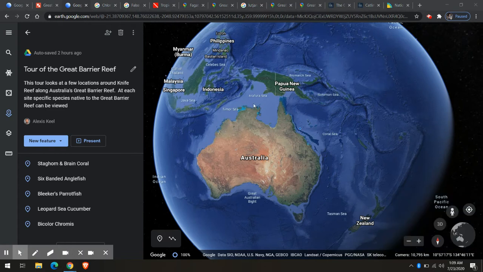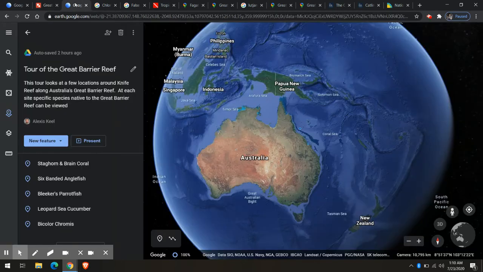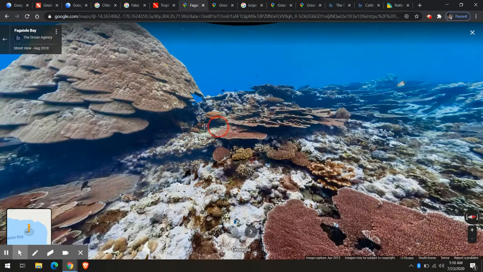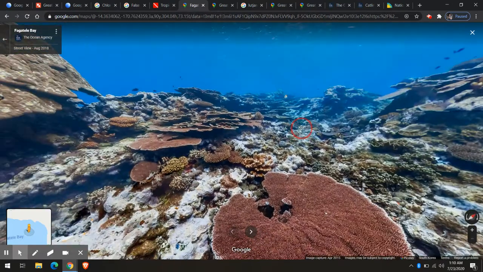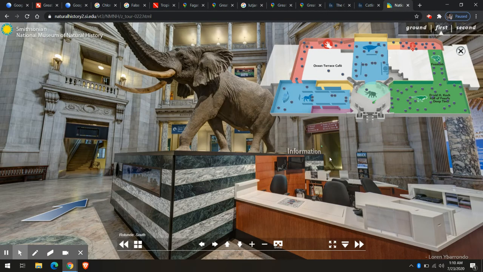Now this tour is going to have a couple different components today. I'm going to start by showing you a food web of the Great Barrier Reef. I'll come back and explain this first. Then we're going to zoom in and go underwater and do a little walkthrough of the reef. Then I'm going to take you to see some 360 degree images that'll be a lot like what we see when we're underwater, but they're a little bit higher resolution, a little bit sharper. We're going to visit a website for an organization that supports the coral reefs, and we're going to go to the Smithsonian to just briefly look at their coral reef exhibit.